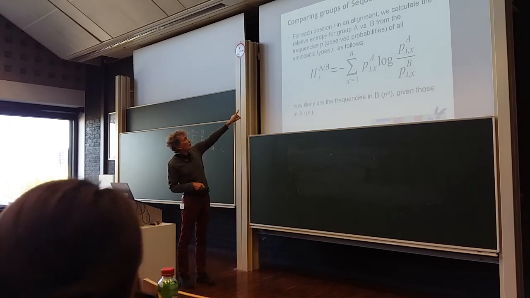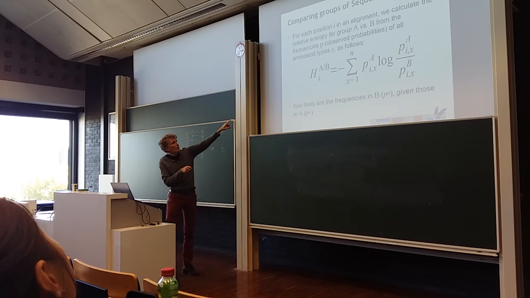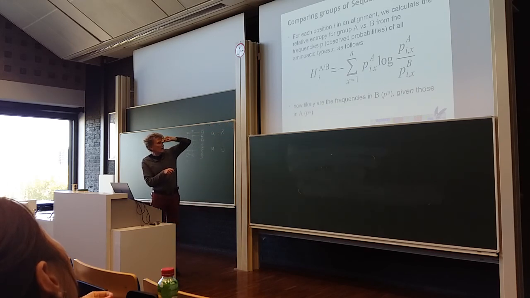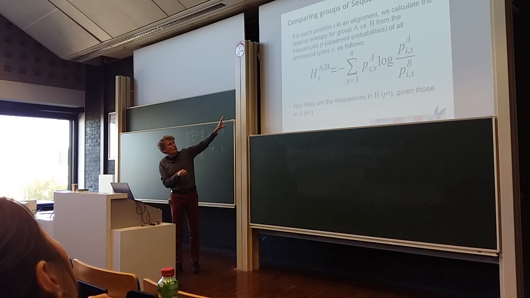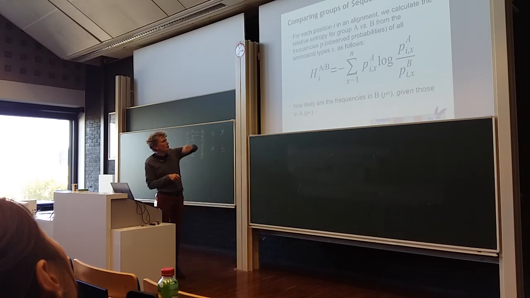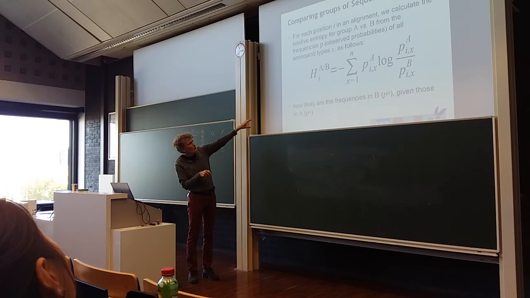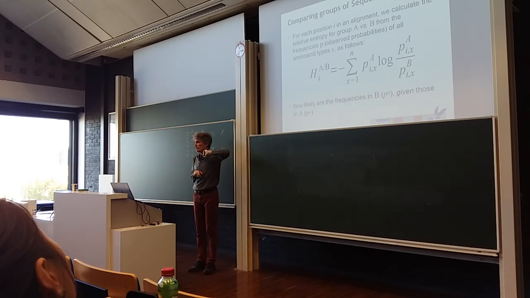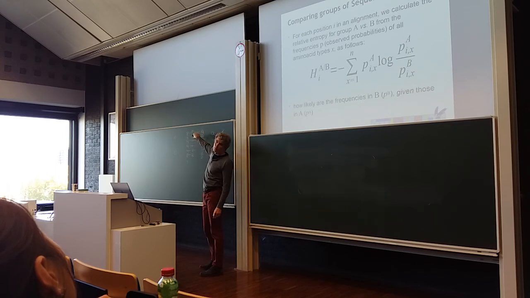So this is the formula for conditional entropy, where you're looking at the event in group A when you already know the event in group B. Oh, sorry, it's the other way around. You look at the frequencies in B, given that you already know those in A. So you say, oh, I see a histidine here, and how remarkable is that, given that I also saw a histidine here. Or I see a valine here, given that I haven't seen a valine in group A.